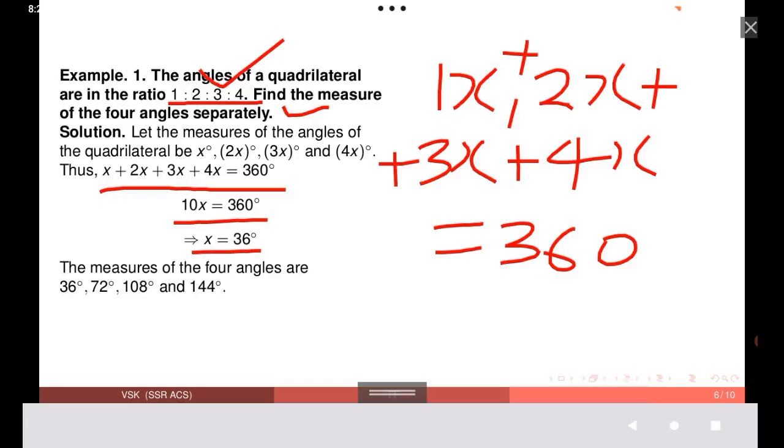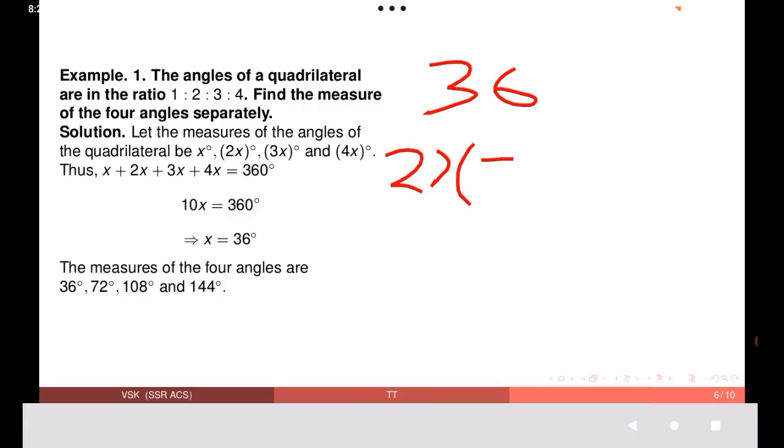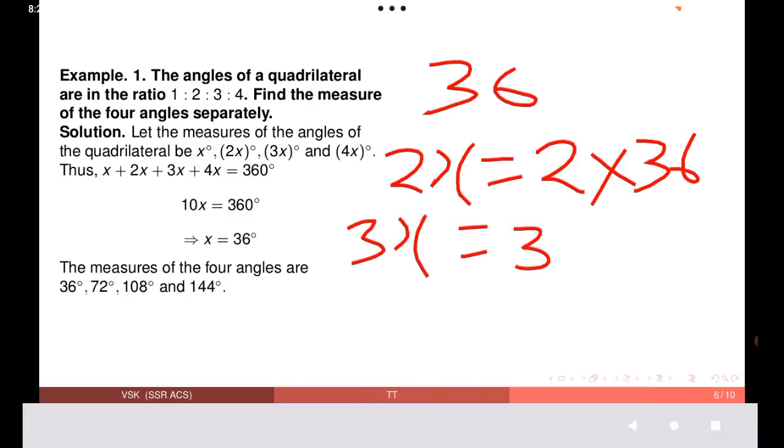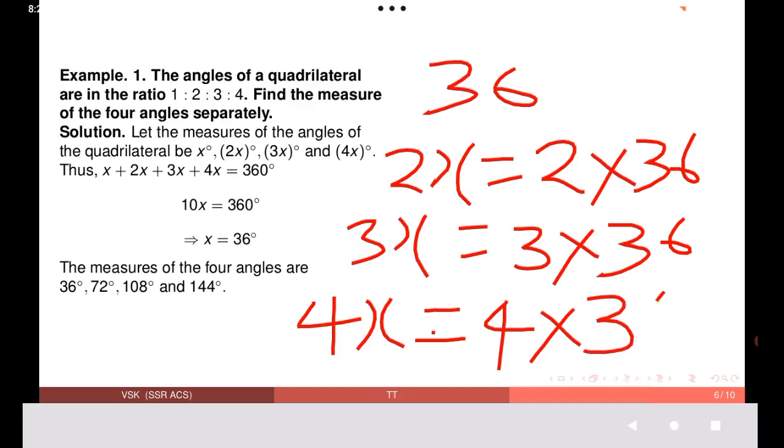So what will be all the angles? Because x is 36, the first angle will be x, that is 36. The second angle will be 2x, that is 2 into 36. The third angle is 3x, so 3 into 36. And the fourth angle 4x, that is 4 into 36. So all these angles we can obtain by this. So these are the angles. So this is very easy.